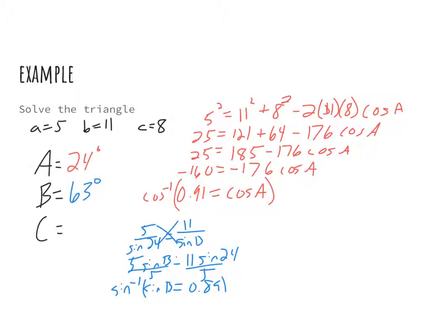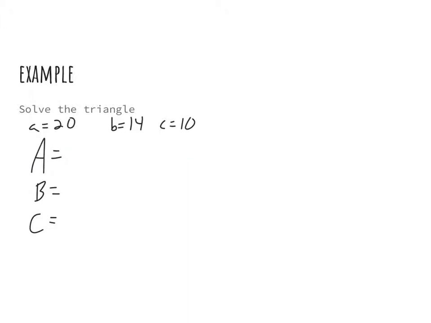Finally, for C, I can add the two angles up that I have and subtract it from 180. So I'm going to have 180 minus 87, giving me an angle measure for C of 93 degrees. So again, always an option to stay with law of cosines, but it saves room, saves time to switch over to law of sines after you've found the first one. Go ahead and pause the video, solve this one on your own, and then hit play and see how you did.